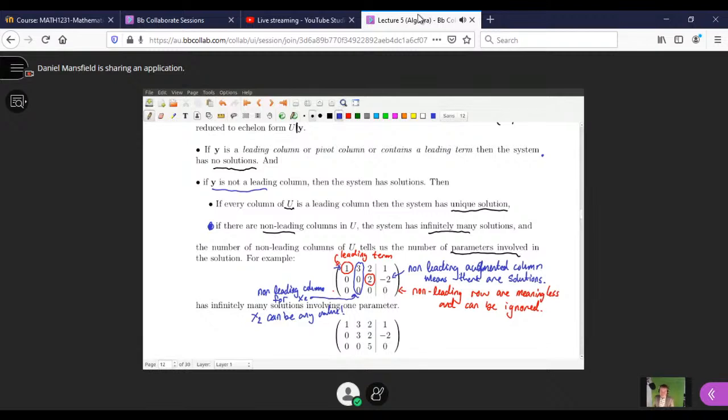But it's really the non-leading columns you care about. This column I've encircled in blue is a non-leading column. It's a column which has no leading term in it, corresponding to the variable x2. This would be the column for x1, this would be the column for x2, this would be the column for x3, and this would be the constant. The constants are over here.